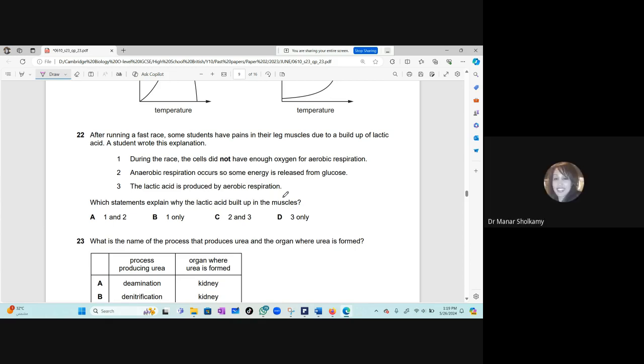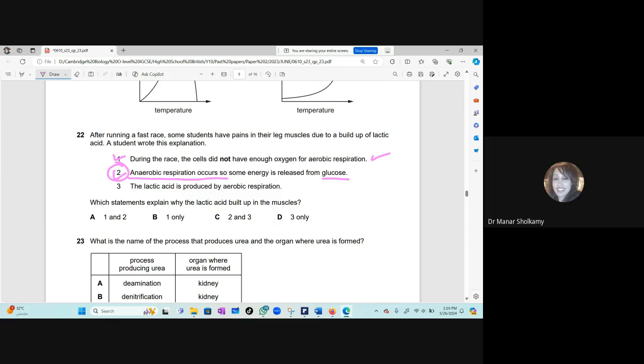And what about 2? Anaerobic respiration occurs. Yes. So some energy is released from glucose. 2 is right. 1 is right and 2 is right. 1, during the race, the cells did not have enough oxygen. Correct, of course. 2, anaerobic respiration, because we don't have oxygen. So we will do anaerobic respiration and we'll break down glucose into lactic acid, which is the incomplete breakdown of glucose. And then this lactic acid, after the exercise is over, is going to be oxidized in the liver. It will continue breaking down in the liver into carbon dioxide and water.